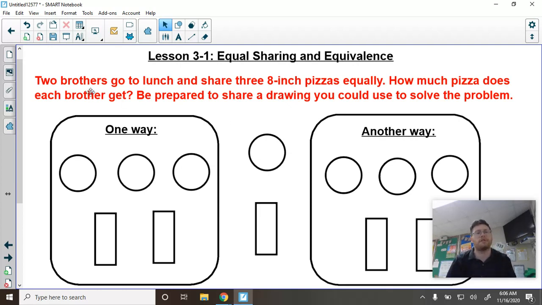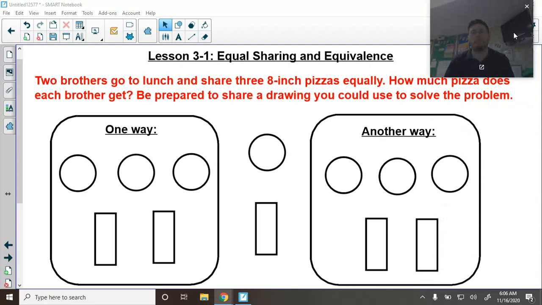So we have 2 brothers here that go to lunch and share 3 8-inch pizzas equally. Well, how much pizza does each brother get? Be prepared to share a drawing you could use to solve the problem. So as you can see, I've used the circles as pizzas and the rectangles as people. All right, so we're going to try to find 2 different ways of figuring out this problem.